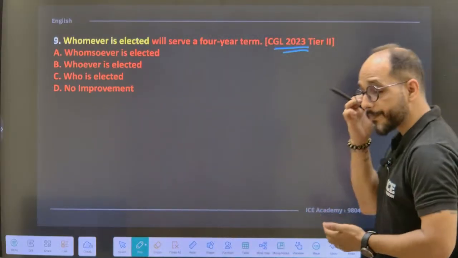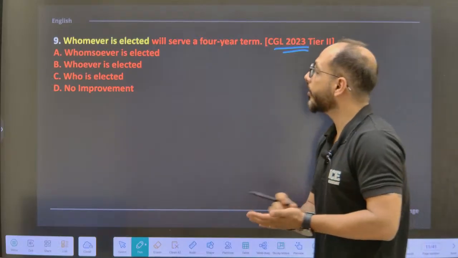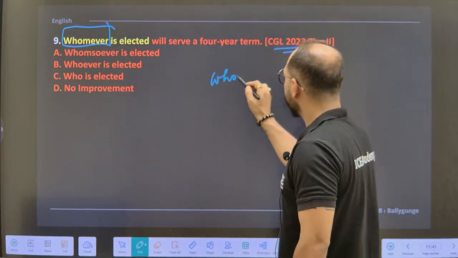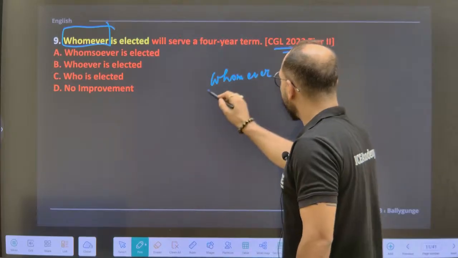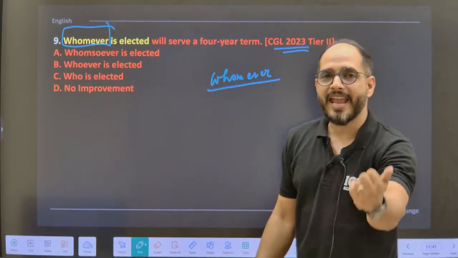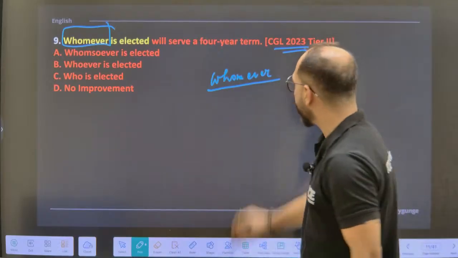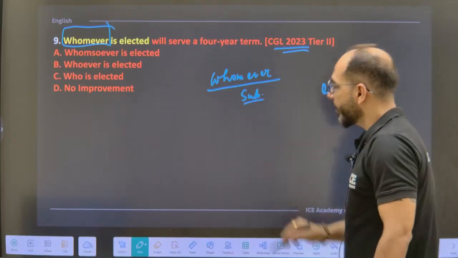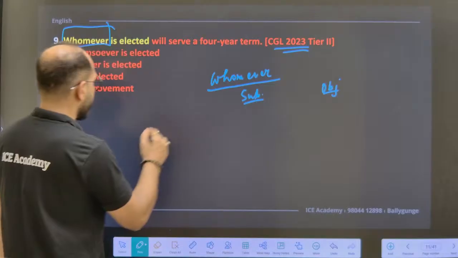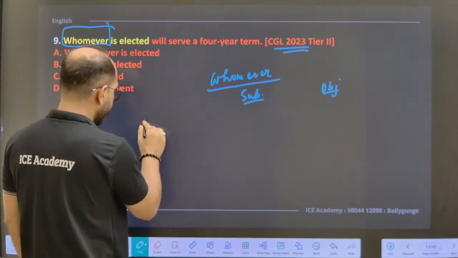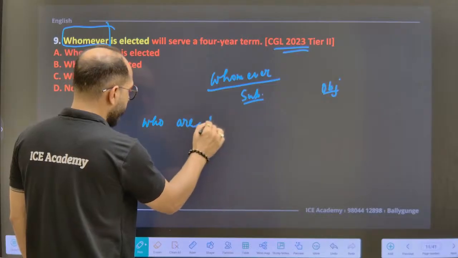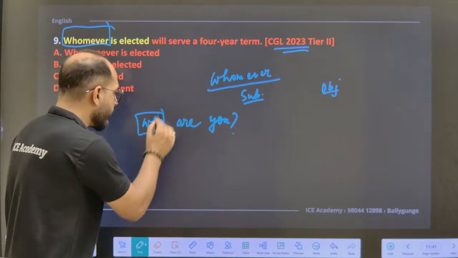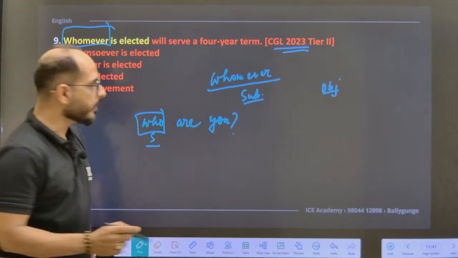Whomever is elected. আচ্ছা দেখো, to understand this question you need to focus on this whomever, and I need to remind you guys again that subjective case and objective case logic. আচ্ছা ধরো if I write a sentence, who are you, it's a correct sentence and who, that is the subject of the sentence. Clear?